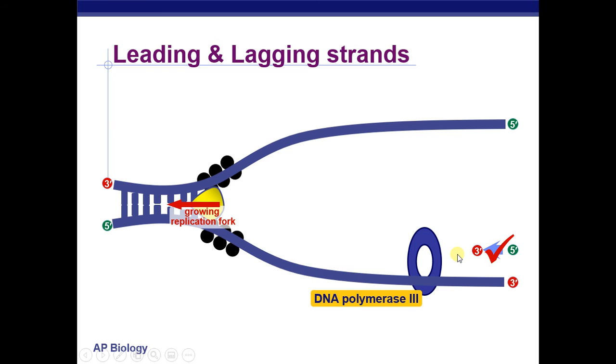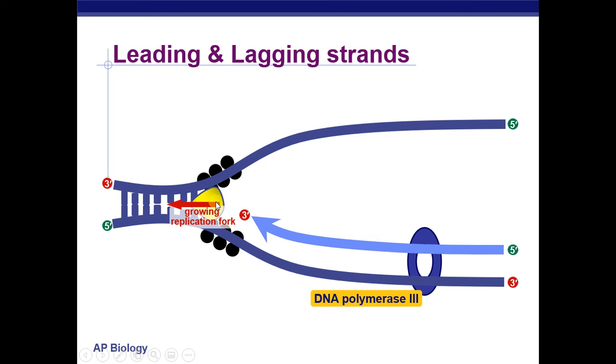So on this bottom strand, which we call the leading strand, DNA polymerase, as long as it's got a place to start, can keep working towards the replication fork.